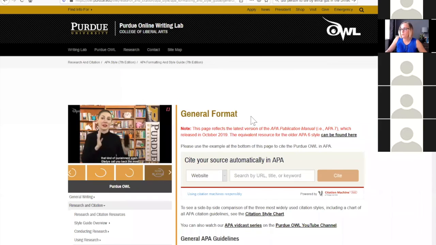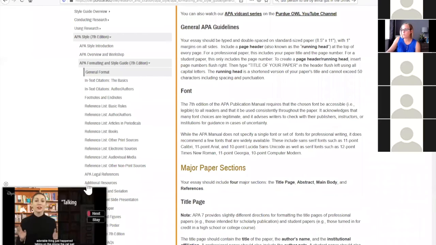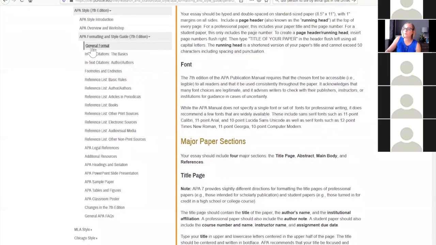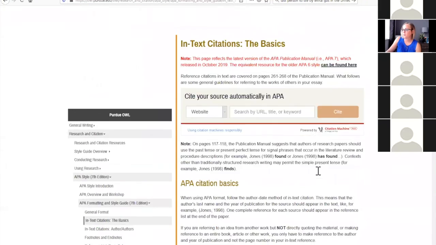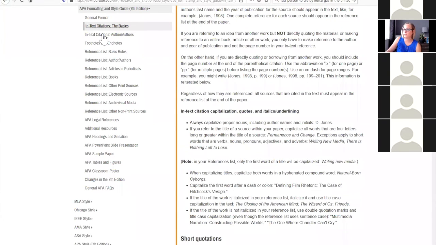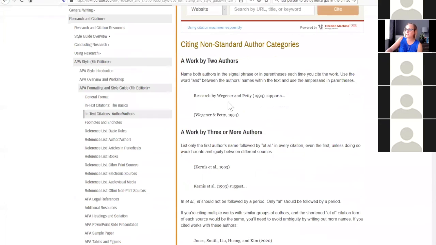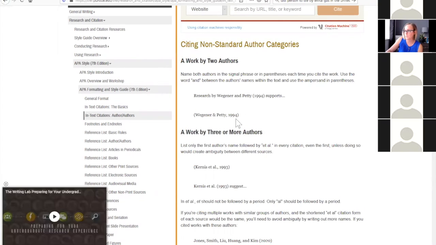Let me pull up the OWL website that I sent you all. When you get into here, it will literally tell you everything, the basics about in-text citations. You could read all this. The basics or authors for in-text citation. So this is showing you where you have two authors. This is how you would cite it in text. This is how you would cite it in parentheses as a parenthetical citation.